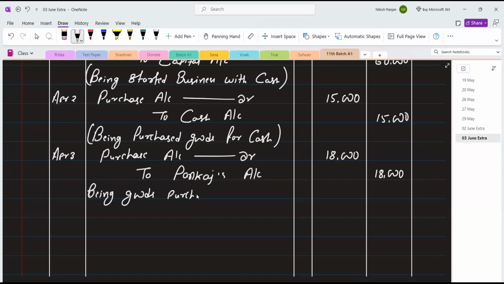No, nothing will come in it, because the ledger folio is the page number of the ledger we create, but in today's time we do everything on computer, so there is no page number. Okay.